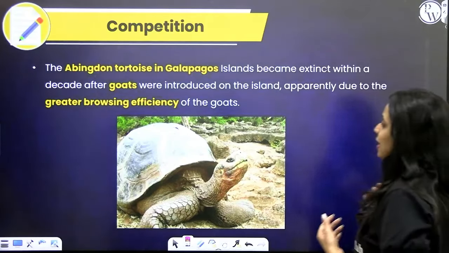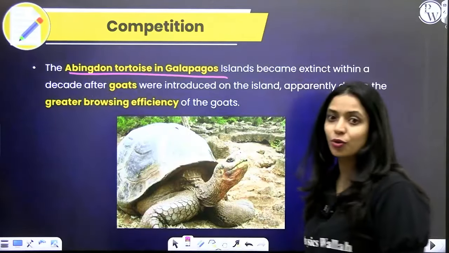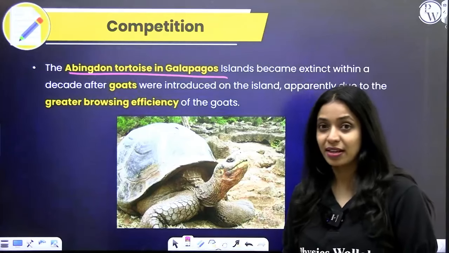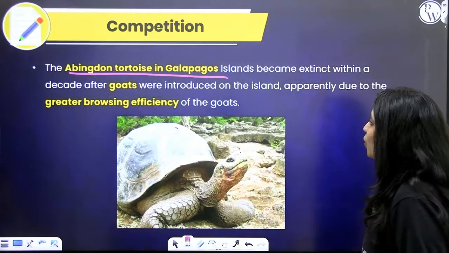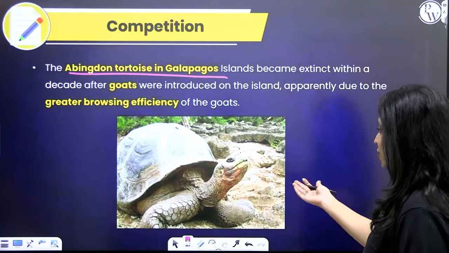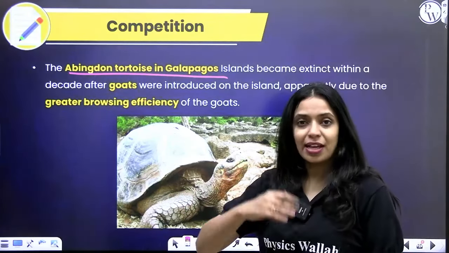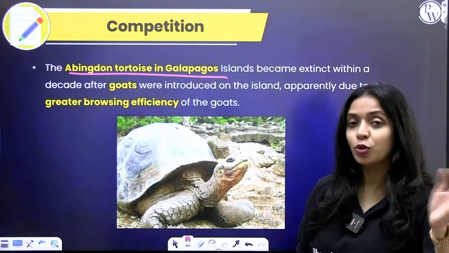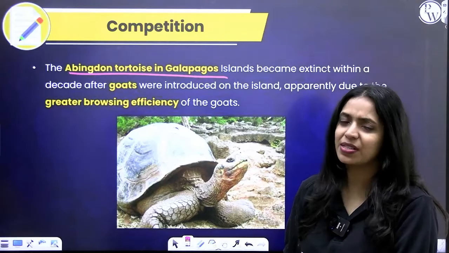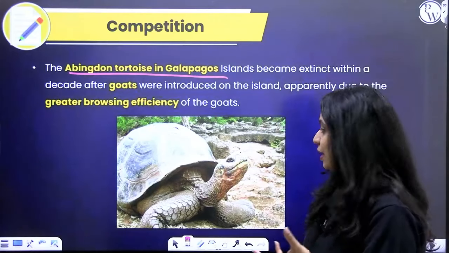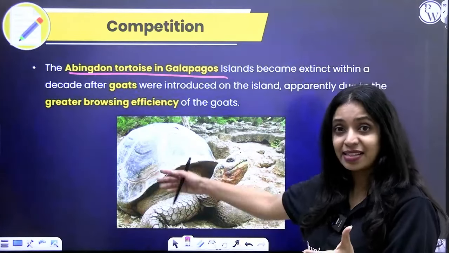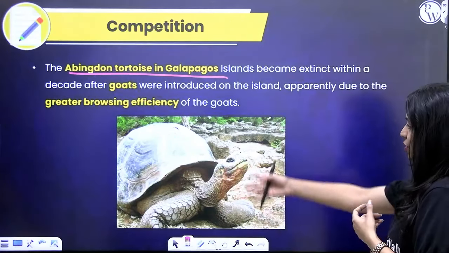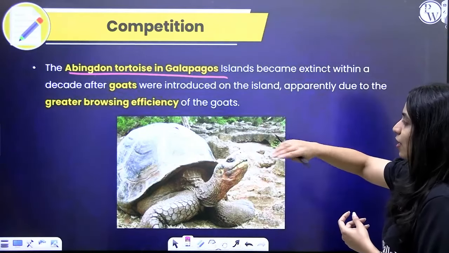One example for that is the Abingdon tortoise in Galapagos Island. I'm sure you know what Galapagos Islands is. That is where Darwin went to explore and he came up with his theories of origin of life and evolution and all of that. These Abingdon tortoises are huge, giant tortoises. They naturally were present in these islands. But some people introduced goats into this island. Both of them fed on leaves and plants, basically. Because goats could feed more efficiently, the tortoises did not have enough food to eat and this entire species went extinct.